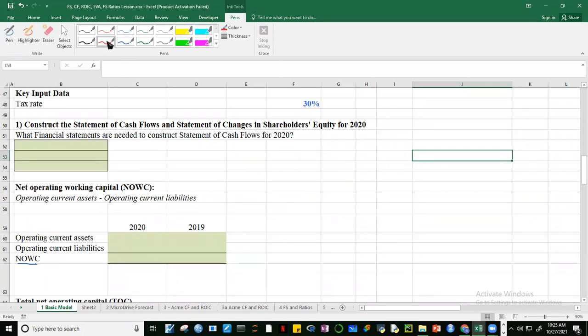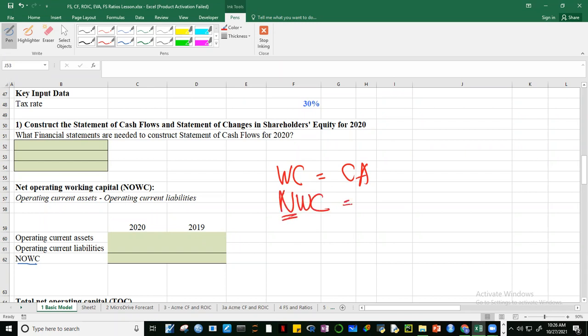Authors define working capital differently. Some would say that working capital is equal to your current assets. I've seen definitions like that. Working capital is equal to current assets. Then we have the net working capital. The net here refers to current assets minus current liabilities. So this is net.